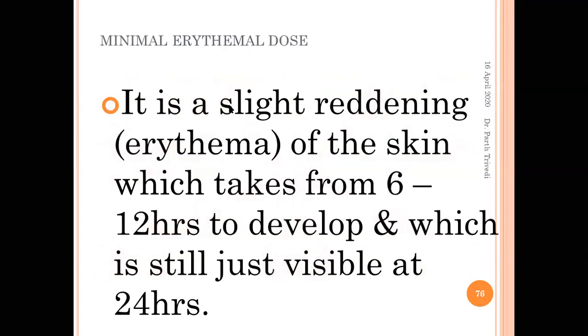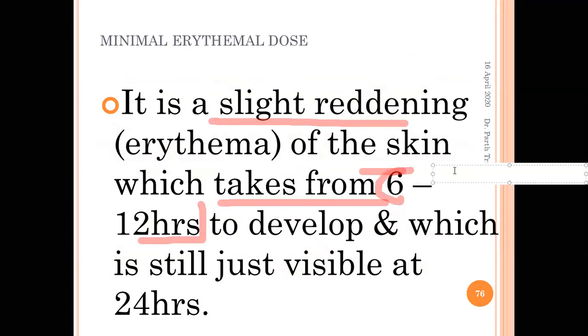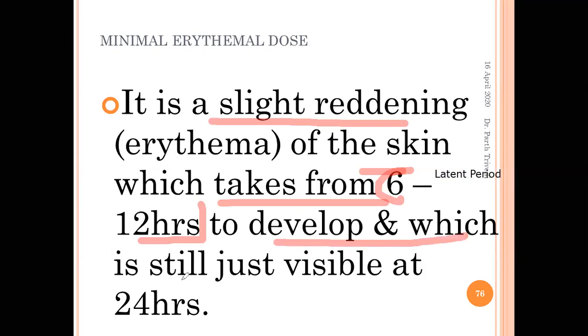Now what is minimal erythemal dosage, which we have already discussed. Minimal erythemal dose is a slight reddening of the skin which takes somewhere around 6 to 12 hours to develop. So what is 6 to 12 hours? It is your latent period. Please make sure this is one of the important viva questions, latent period. Okay, which is just visible at 24 hours. Okay, anything clear?